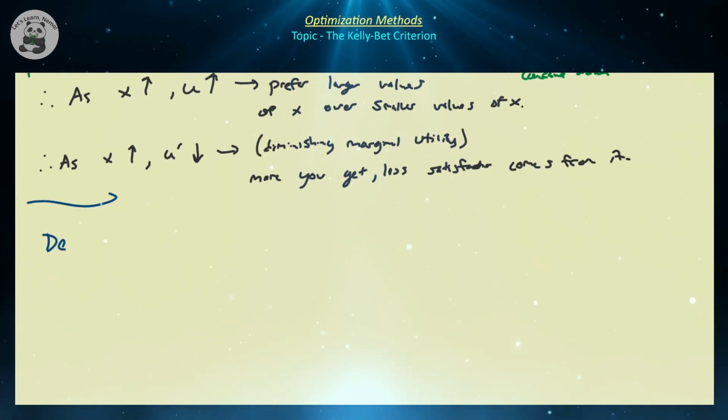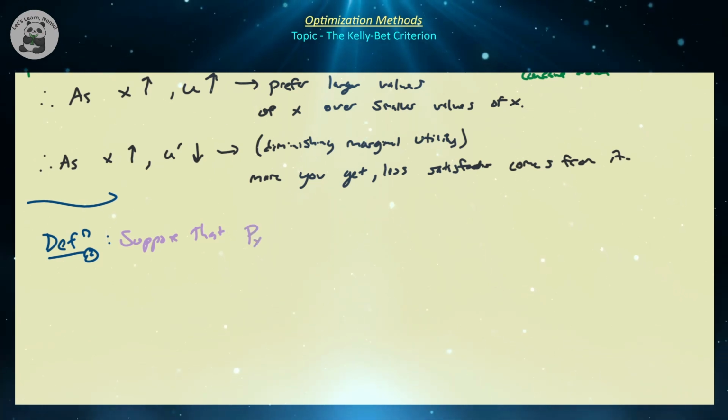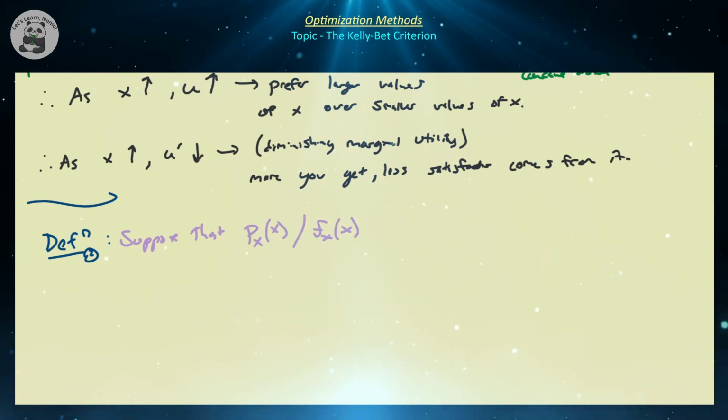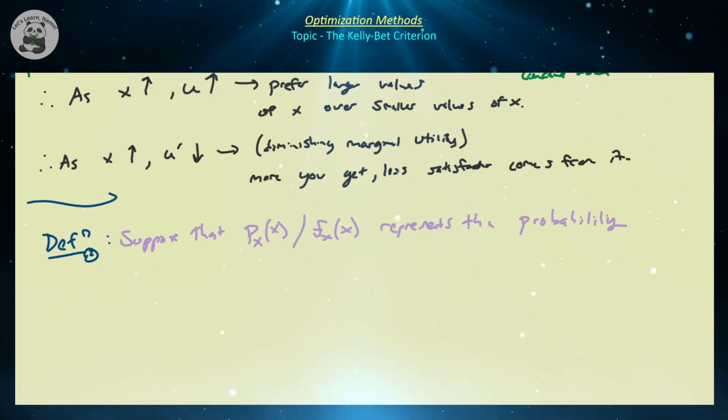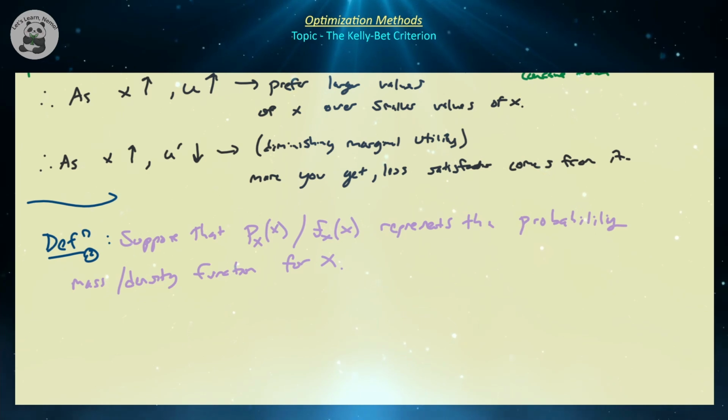Now, our second definition that we need to understand in terms of utilities is the following, because x is usually going to be a random variable. So let's suppose that f of x, or p of x, represents the probability mass or density function for x. Keep in mind, if x is discrete, that would be a probability mass function. If x is continuous, that would be a probability density function.